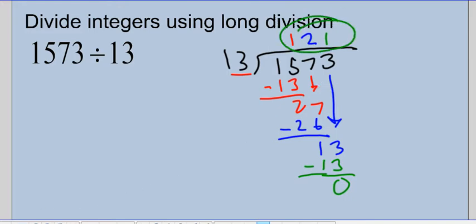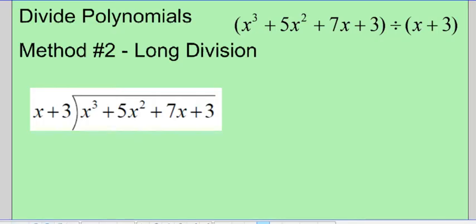All right, we can use the same concept of long division to actually divide polynomials. And this is an option. You can use the one from the last video with the box, or you can use long division. Whatever way feels more comfortable for you. All right, so let's take an example here. I'm dividing x cubed plus 5x squared plus 7x plus 3 divided by x plus 3.